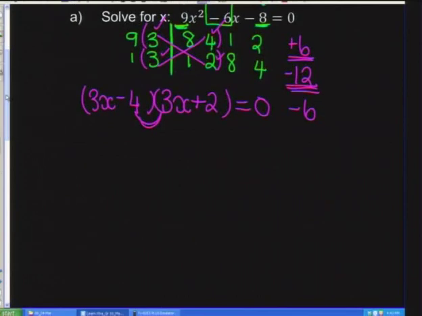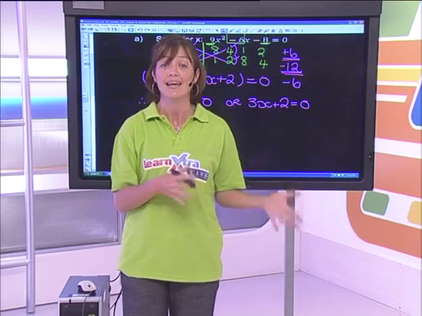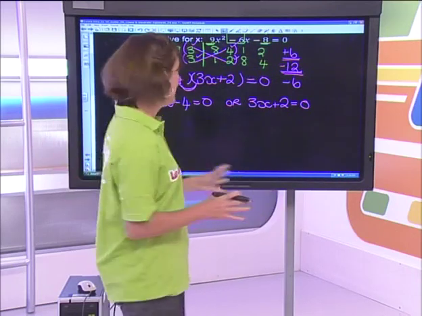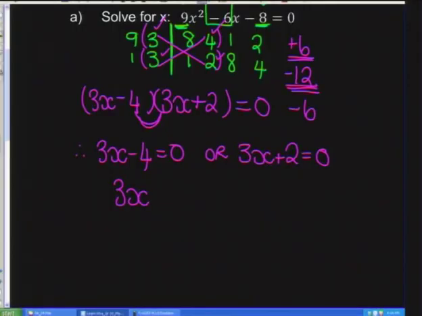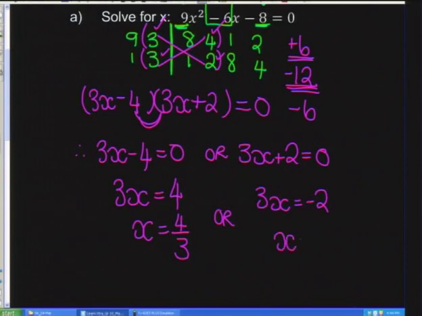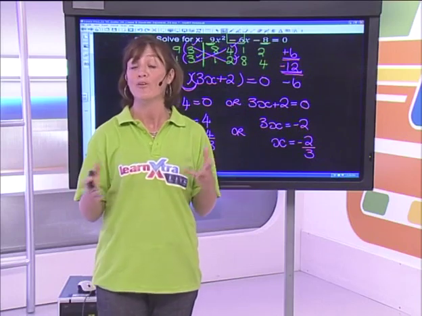Right, so now that I've factorized the left-hand side, what we're going to do is take each bracket, so 3x minus 4, and make it equal to 0. Or I'm going to take the other bracket, which is 3x plus 2, and make it equal to 0. And then I'm going to solve. Now what's happened is we've created 2 linear equations, okay? So we've gone from quadratic down to linear, and now we can solve them. So we can say that 3x is equal to 4, so x is equal to 4 over 3. Or I've got 3x is equal to negative 2, so x is equal to negative 2 over 3. All right, guys, and that is how we solve a quadratic equation.